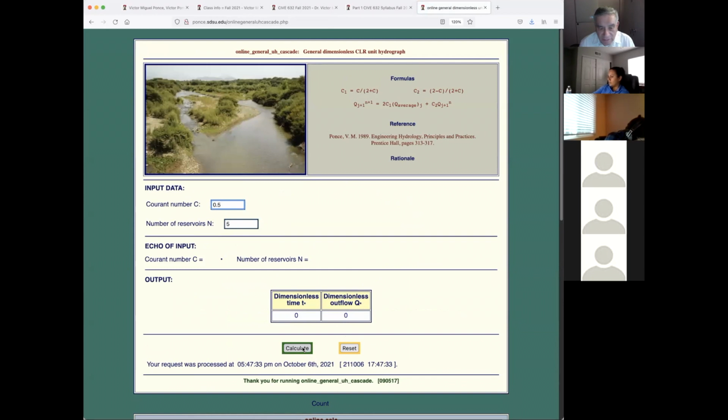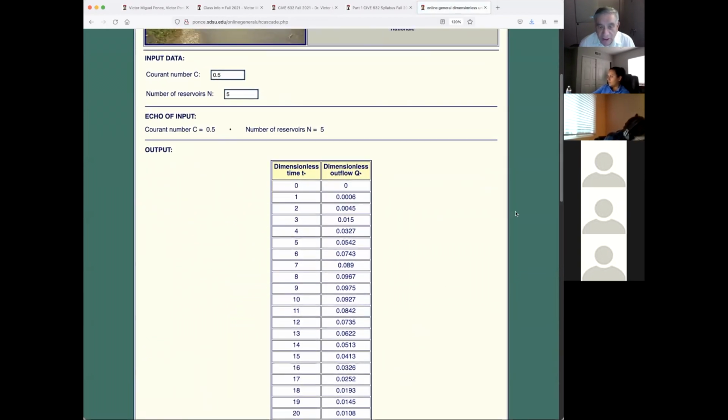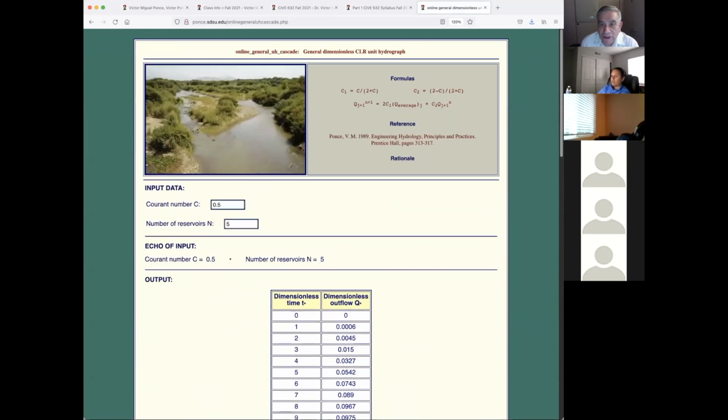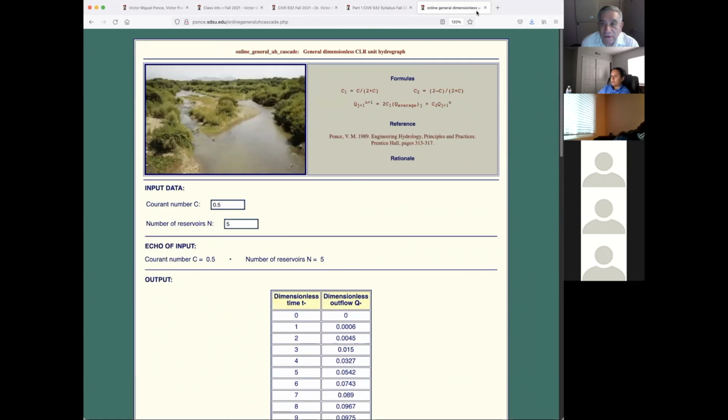At any rate, this is just to show a calculation. I believe we're going to have the 9s in here, right? It's the same hydrograph. Can you see 999 in there? It's the same hydrograph I just calculated, only that now it is coming up with only the dimensionless, the CLR dimensionless unit hydrograph.